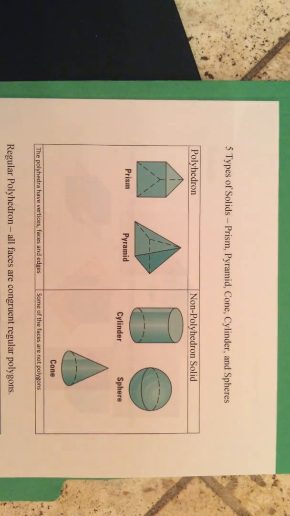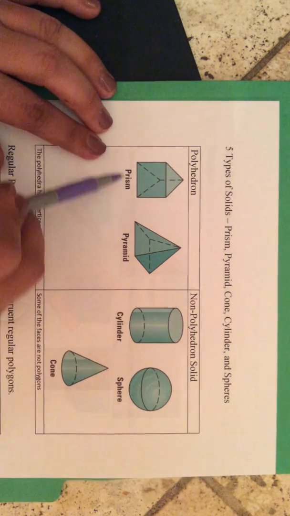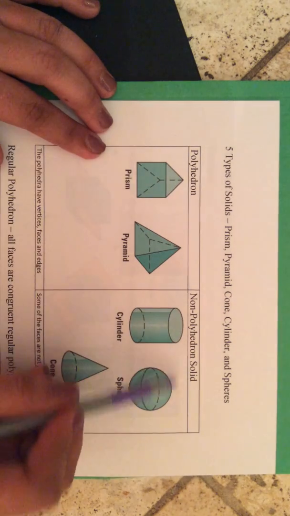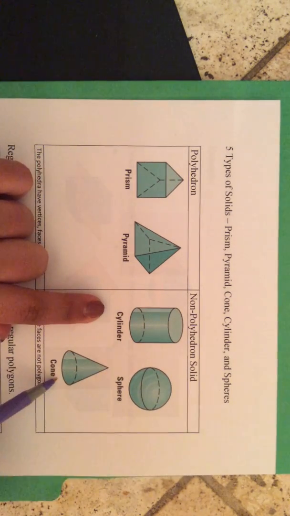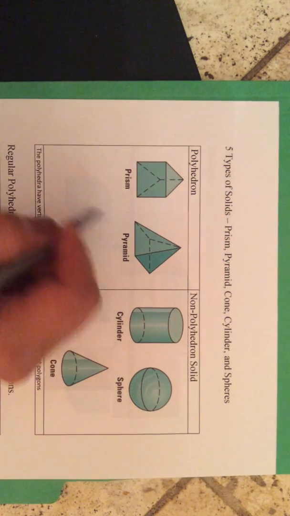Okay, let's continue with the notes on the back side. There are 5 types of solids. There's a prism, a pyramid, a cone, a cylinder, and a sphere. So only the prism and pyramids are polyhedrons. And these solids over here, the cylinder, the sphere, and the cone, these are non-polyhedrons. The polyhedra have vertices, faces, and edges. So remember, it has to have vertices, faces, and edges. And some of the faces for these ones are not polygons. So this circle right here, the face of the bottom part, which is a circle, that is not a polygon.